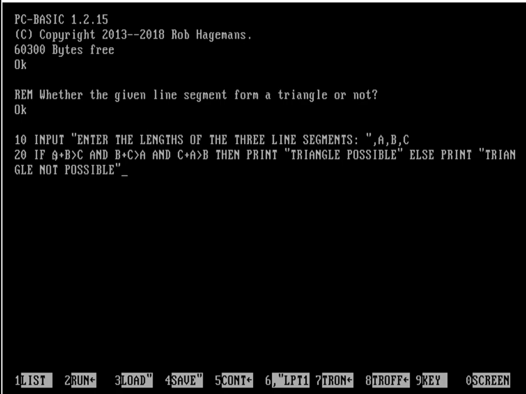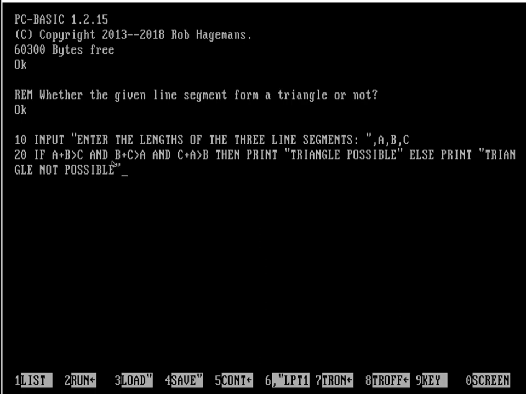a conditional statement: if a plus b greater than c and b plus c greater than a and c plus a greater than b, then print this, else print that. Alright, and what I used here is a logical operator. That means all three statements should be true to print triangle possible, and if any of these is false then the system will print triangle not possible.